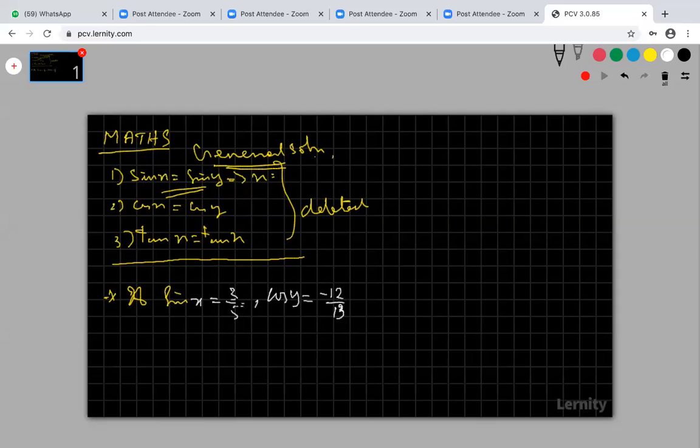In some chapters, they are deleting some portion, some chapters are totally deleted, in some chapters no deletion. So you see the PDF, then only you'll get an idea.